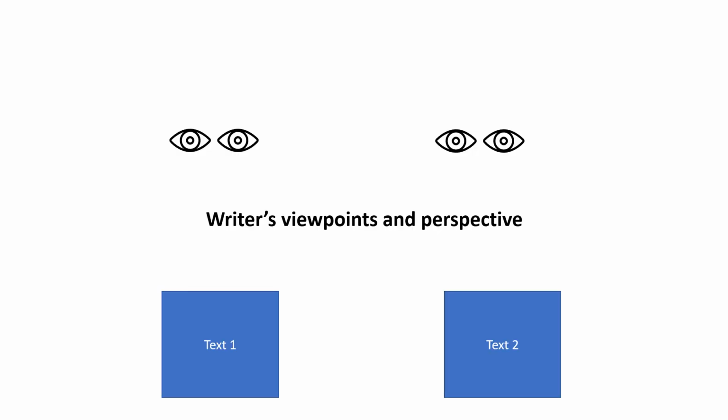Now remember to keep writing notes as we go through this. This will help you. Now the paper's overall title is Writer's Viewpoints and Perspective. So what the actual paper is going to do is test your ability to look at two pieces of writing and see how the writer's viewpoints, how they see things, are different. So you're going to have two texts, one with one person's view on a topic, and then another text with a completely different person's view on the topic itself.